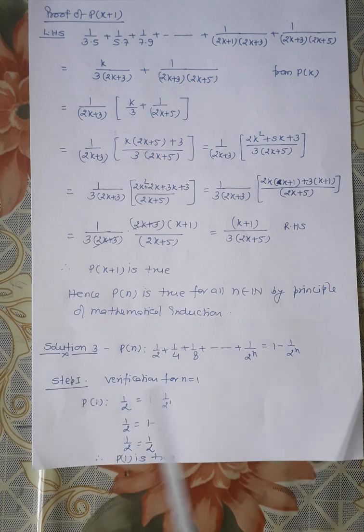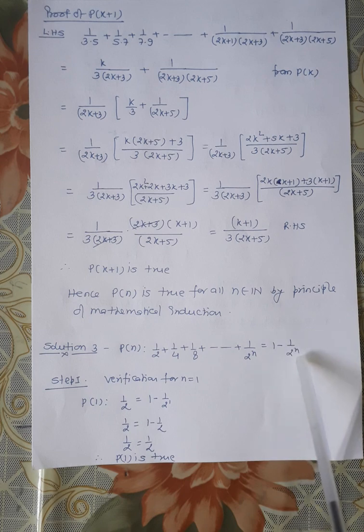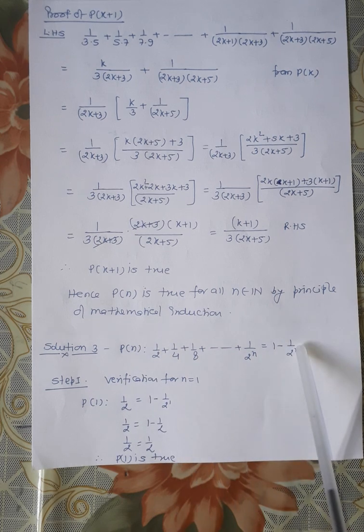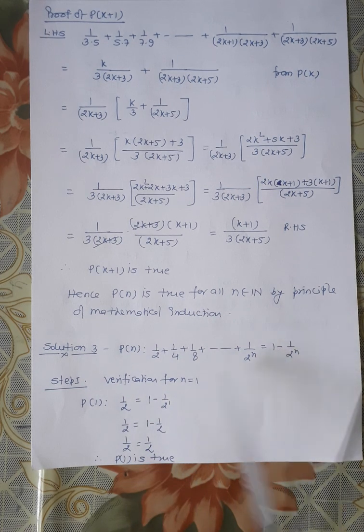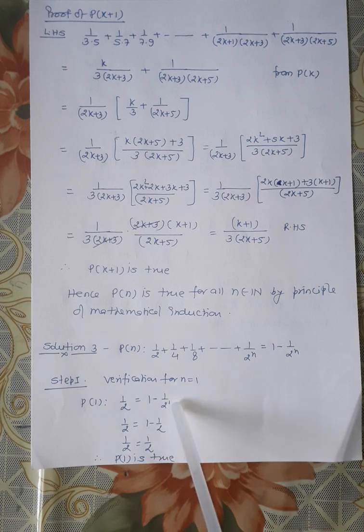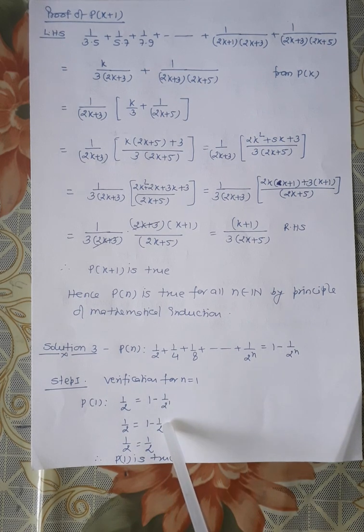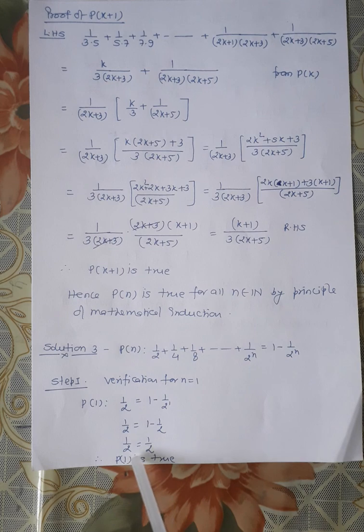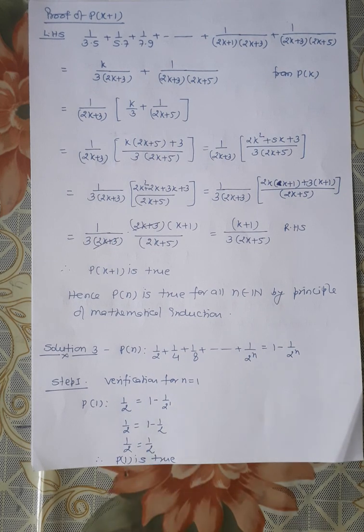Verification of P1. P1 means only from the left hand side one term will be taken. Sum of one term only: 1 by 2. In the right hand side, 1 minus 1 upon 2 to the power n. So wherever n is occurring you put 1 in that place. So 1 minus 1 upon 2 to the power 1. So that will be 1 upon 2 only. So finally we will have 1 by 2 is equal to 1 by 2. It shows that P1 is true.